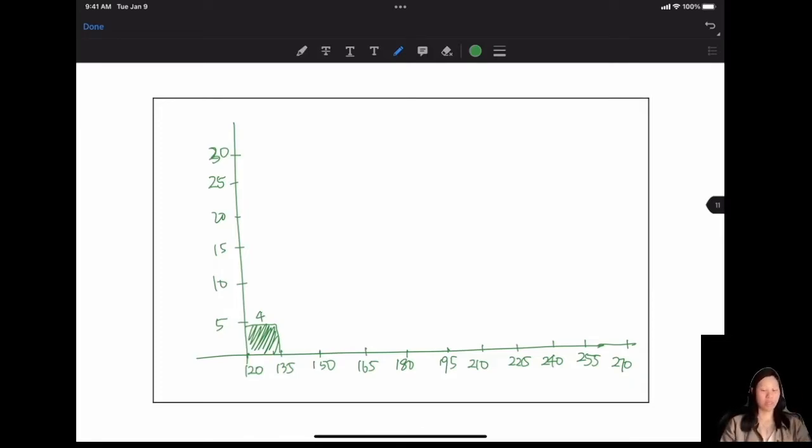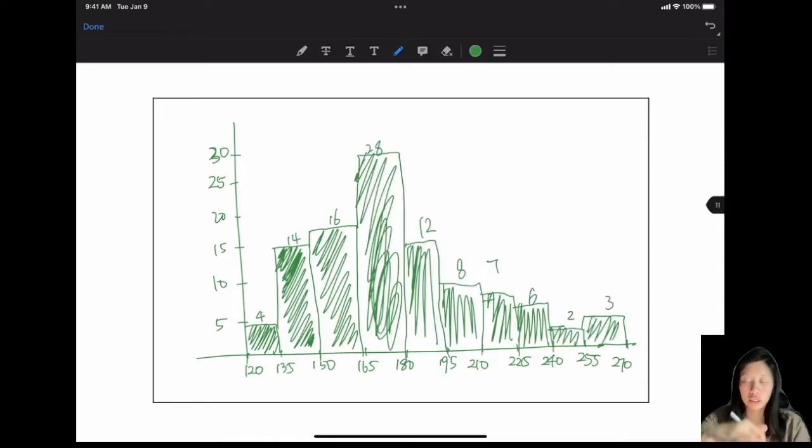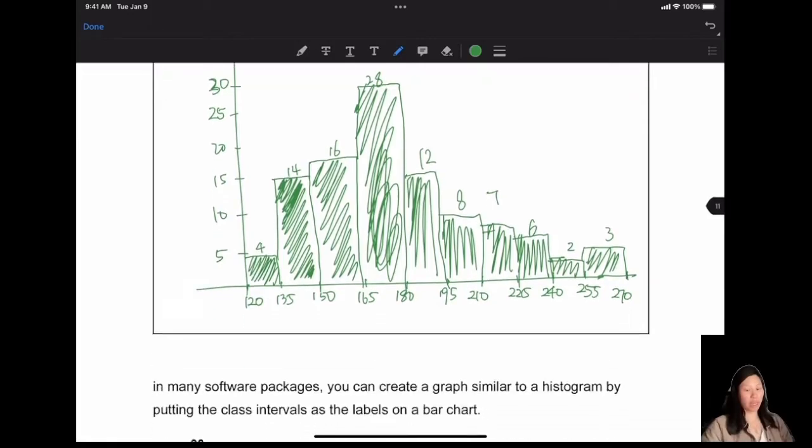The second group has a frequency of 14, which covers 135 to 149.9. So 14. And then the next one has 16, slightly higher. So you have 16, and then you just continue. Pause the video and try to do it by yourself. So here is what the bar chart looks like.